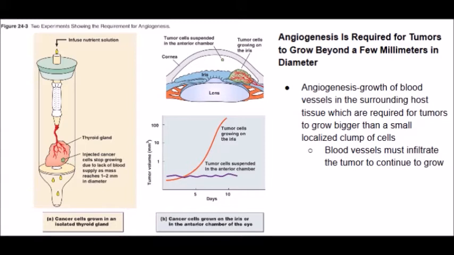The photo on the left is illustrating the cancer cell on a thyroid gland where the blood supply is very low. So as a result, it's not going to grow too much.